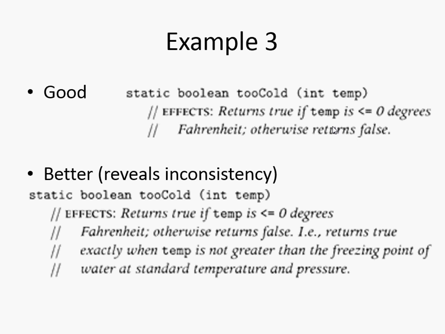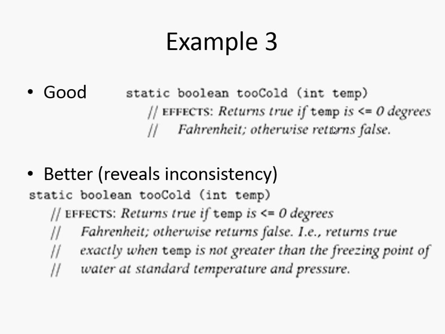It's better than this, or even better version of this. Returns true if temp is less than or equal to 0. Otherwise, returns false. I.e., returns true exactly when temp is not greater than the freezing point of water at standard temperature or pressure. Why is this helpful? What does it show? What does it show that needs to be corrected?